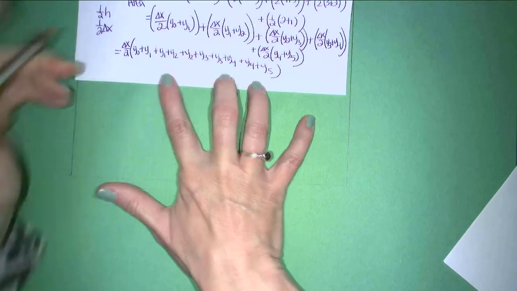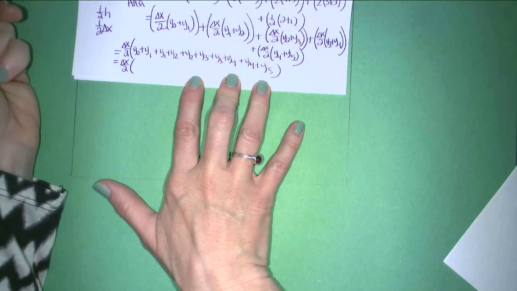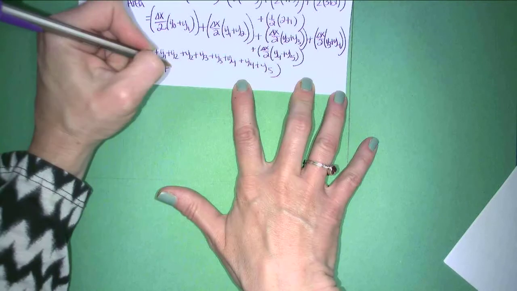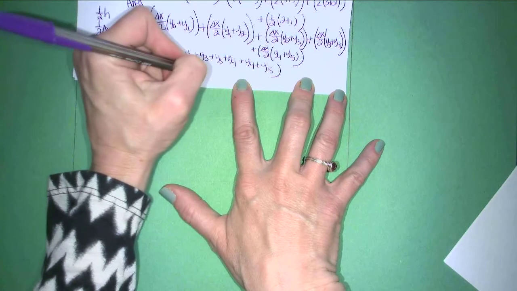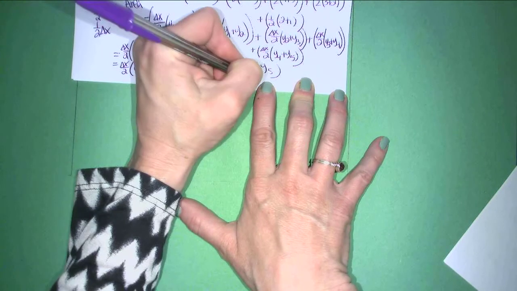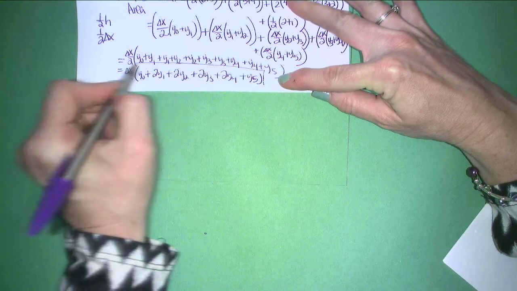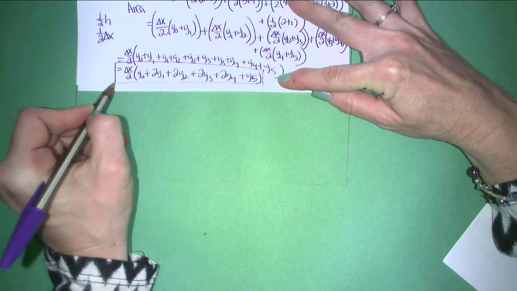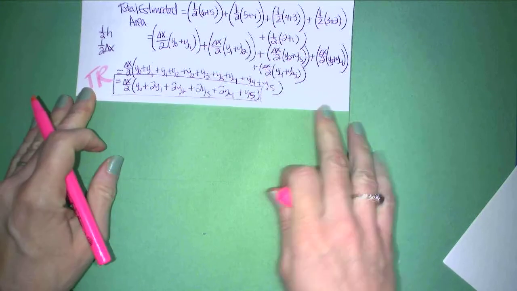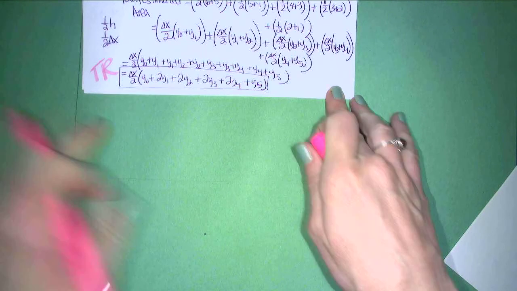And if I combine like terms, my final answer will be delta x over 2 times y sub 0, 2 y sub 1s, 2 y sub 2s, 2 y sub 3s, 2 y sub 4s, and 1 y sub 5. I want you to box this in. This is your trapezoidal rule. This is not left, not right. This is your TR, your trapezoidal rule generalized formula. So tune into the next video for more on the trapezoidal rule.